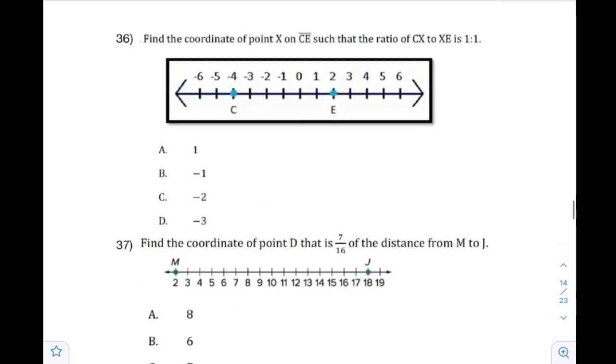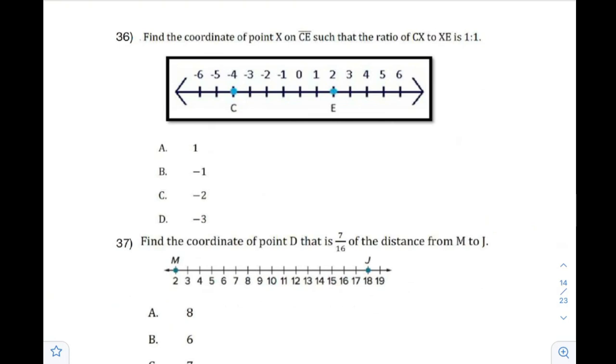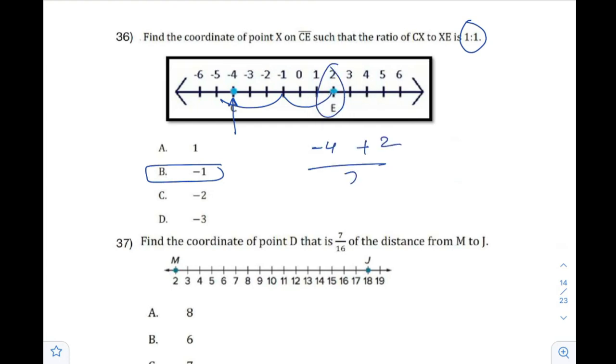Find the coordinates of point X on CE such that the ratio is 1 to 1. 1 to 1 means midpoint because they are equal. From here to here is the same as here to here, and it can be found mentally to be -1. Or you can say that coordinate of C is -4 plus coordinate of E is 2, divided by 2. So it is -2 over 2, which is -1. So this means midpoint. Whenever you see 1 to 1, midpoint. Of course, you can apply the formula n x1 and x2, but no need to do that.